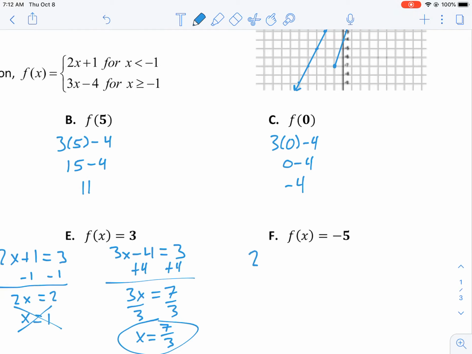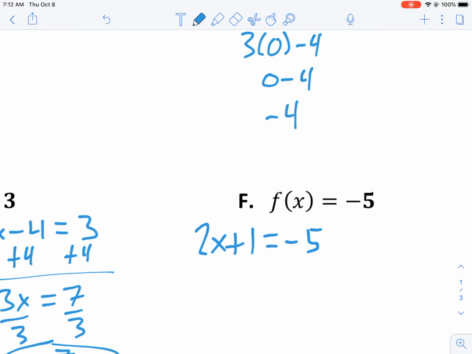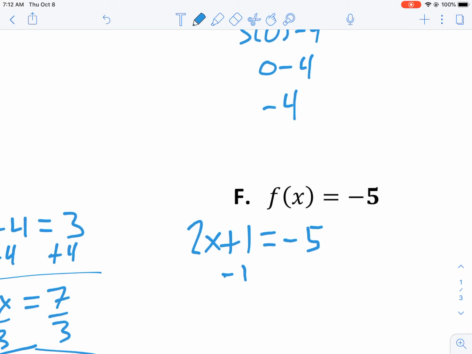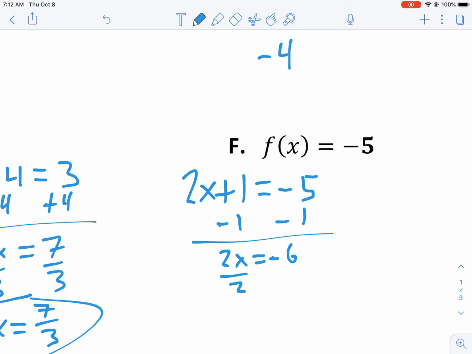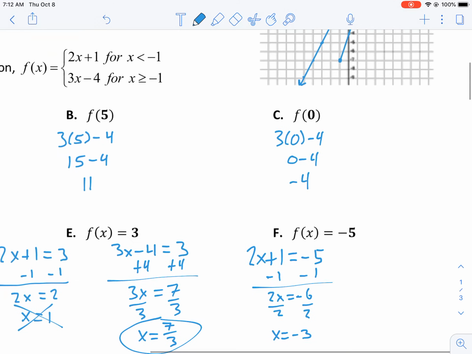So when we try this one, when we plug, oh, sorry, we're not plugging it in. When we're setting our equation equal to -5, we're going to solve. So we subtract 1, 2x equals -6, divide by 2, and x equals -3, okay? Is -3 less than -1? Yes, so that is a solution. It fits in that domain restriction.